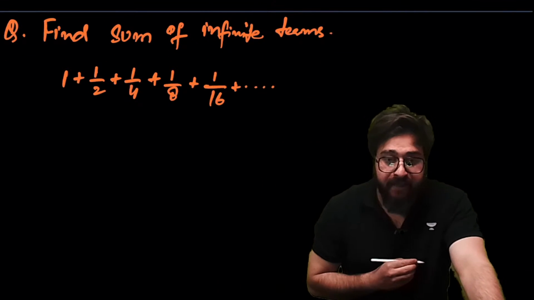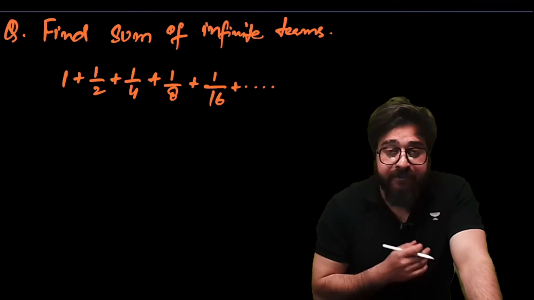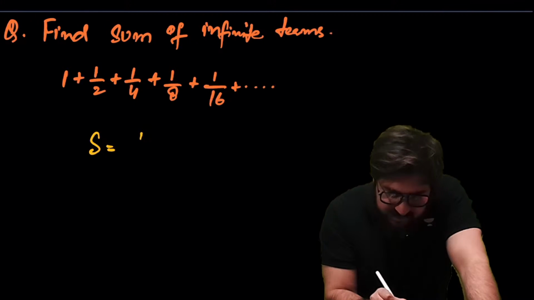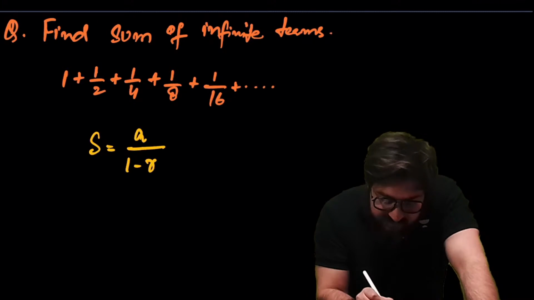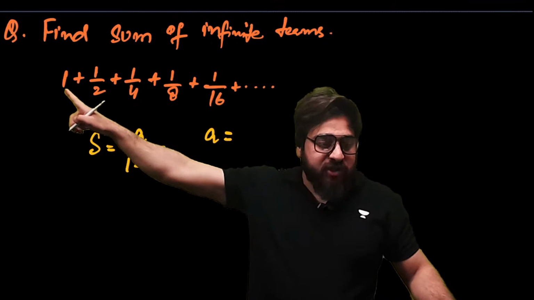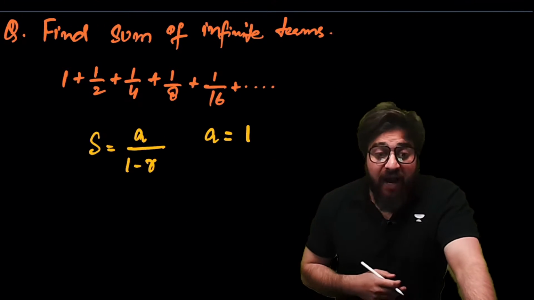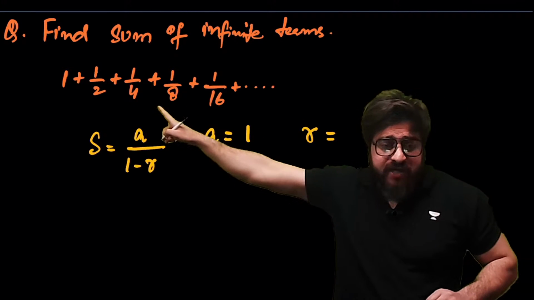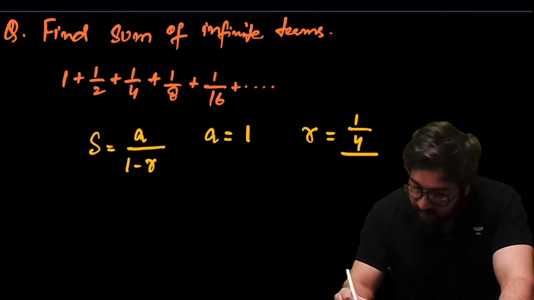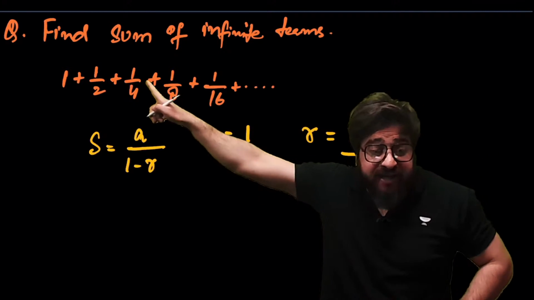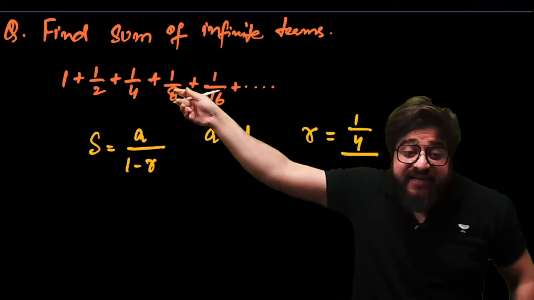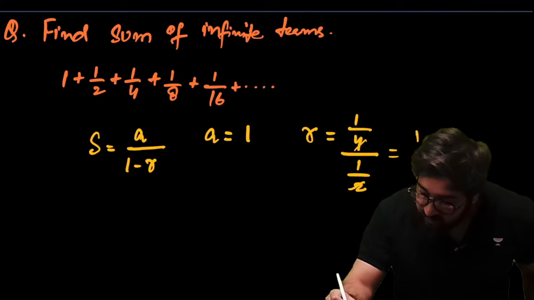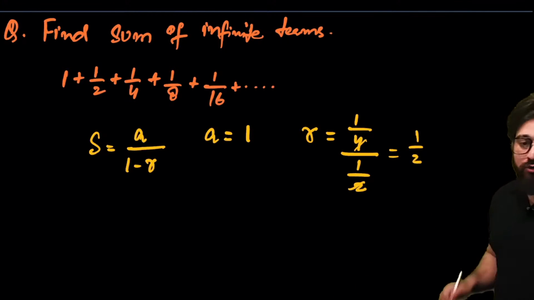Listen to me very carefully. In order to find the sum of this GP, when it comes to the sum, it is simply a upon 1 minus r. Here a means first term. First term of this GP is 1. And what is common ratio, that is r? How to find it? Take any term, let's suppose I am taking 1 by 4, and divide it by the term which comes before it. 1 by 4 divided by 1 by 2 is again 1 by 2. So common ratio comes out to be 1 by 2.